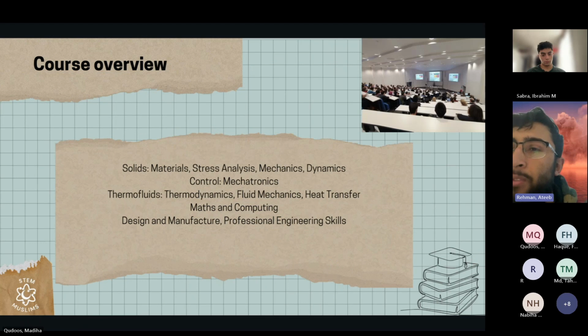And then the last module that you do in first and second year is called PEN, or professional engineering skills. I think every engineering degree, actually even medicine degree, every degree has some sort of module like professional engineering skills. You learn about ethics and health and safety and stuff like that.